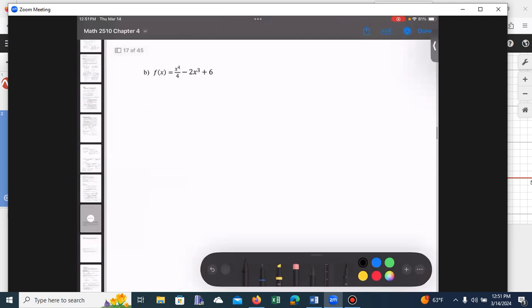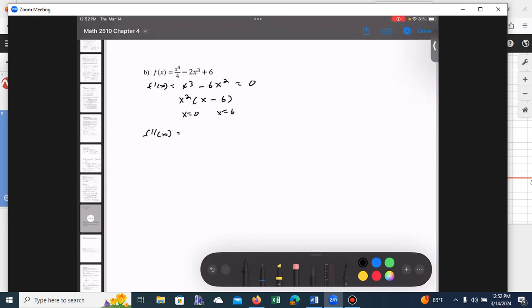Okay, let's do the next one. We'll take the first derivative. You get x cubed minus 6x squared. Set that equal to 0. So we'll have x squared times (x minus 6), which is equal to 0, so x equals 0 or x equals 6.